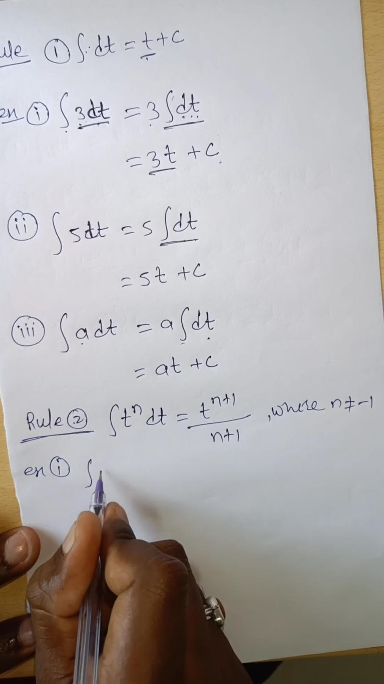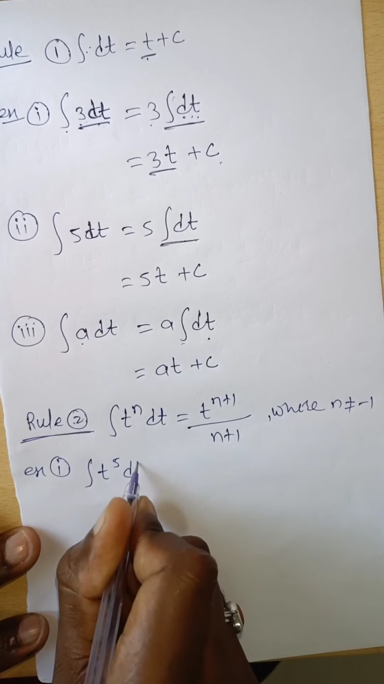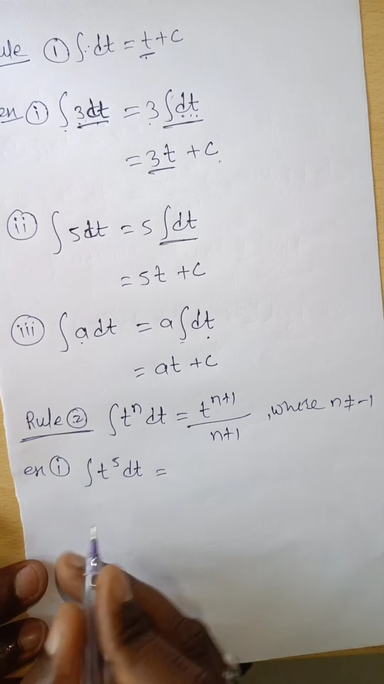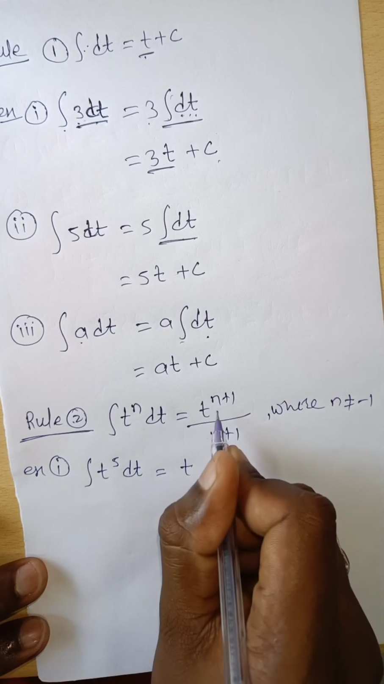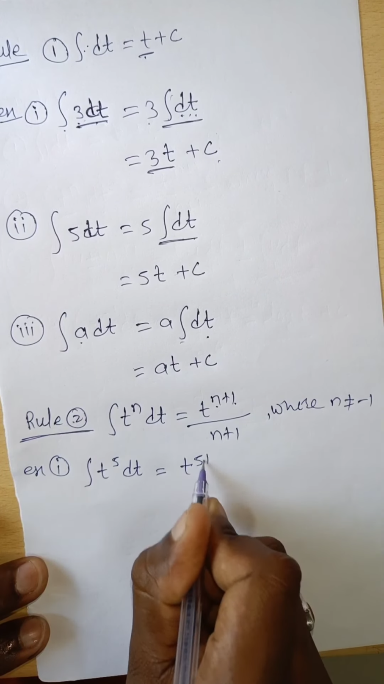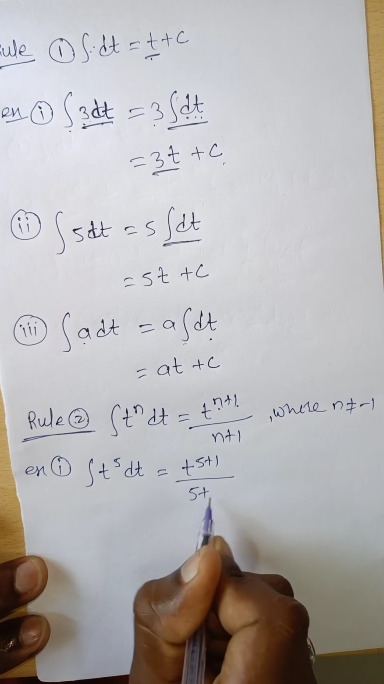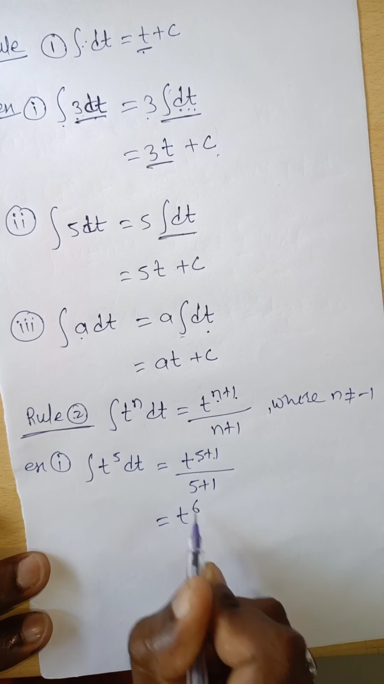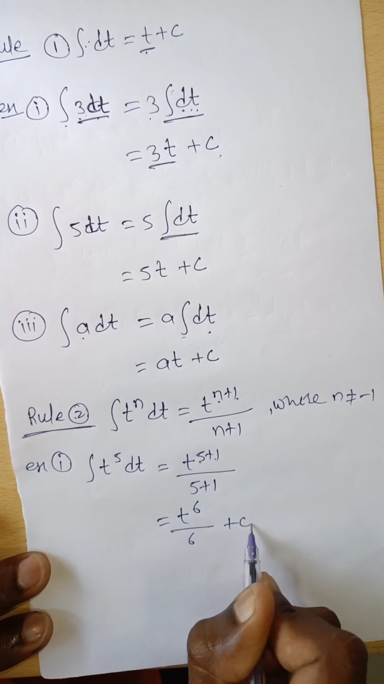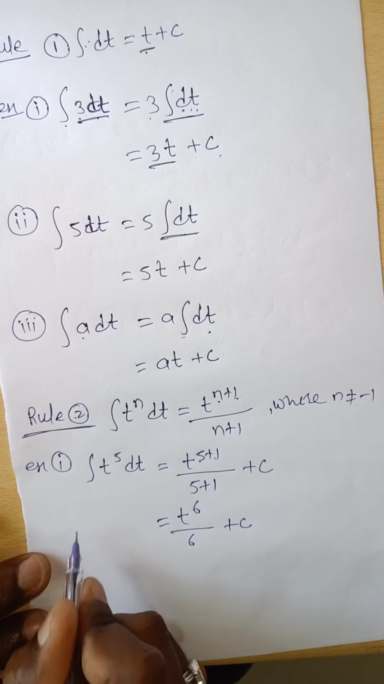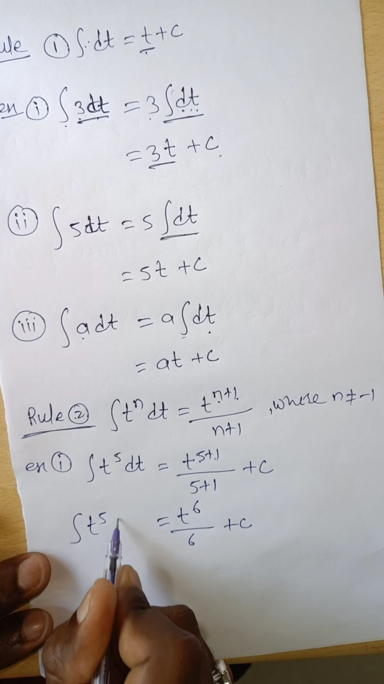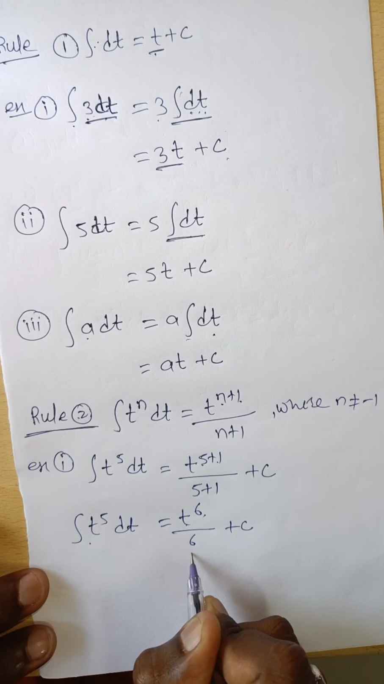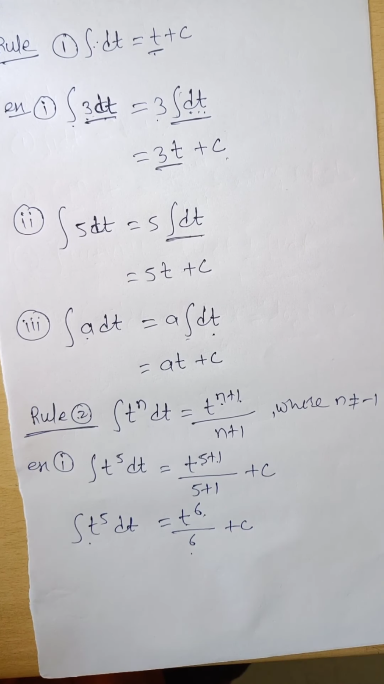Suppose integration of t to the power of 5 dt. In that case it is t to the power of n plus 1, meaning 5 plus 1, divided by 5 plus 1. This is t to the power of 6 divided by 6 plus some constant c. That is, integration of t to the power of 5 dt is t to the power of 6 divided by 6 plus c.